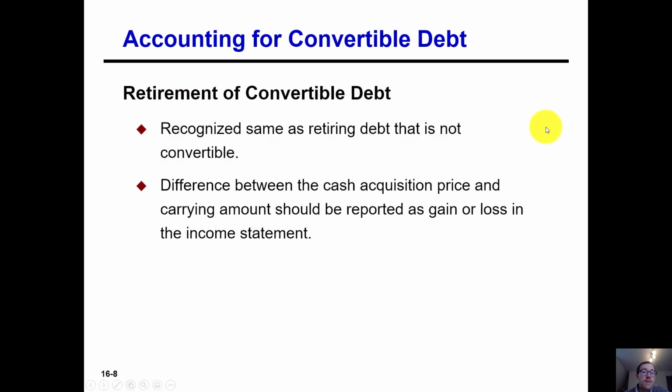Okay, then we have retirement of convertible debt. It's exactly the same as retiring debt that doesn't have the conversion feature, so that's no different there.